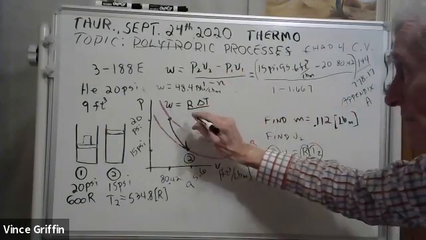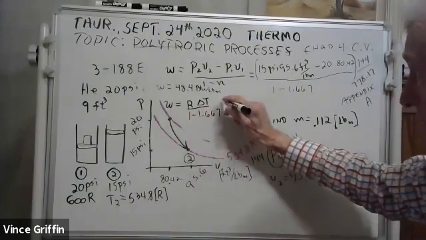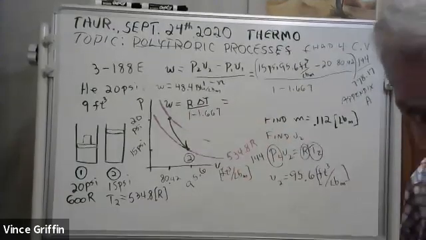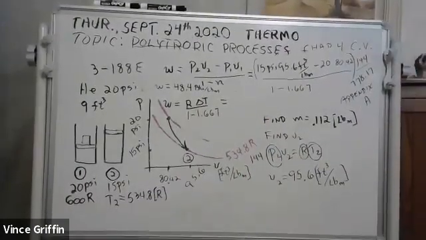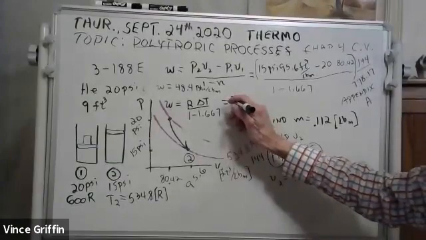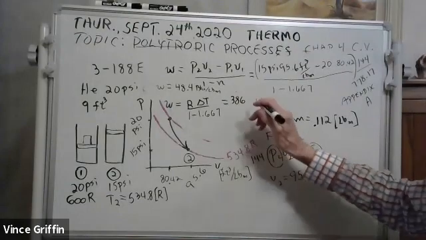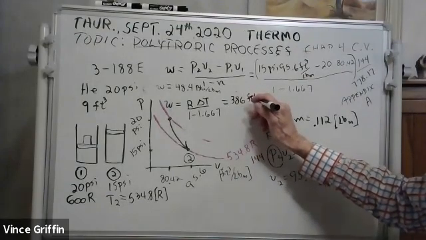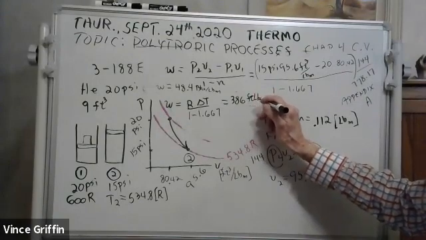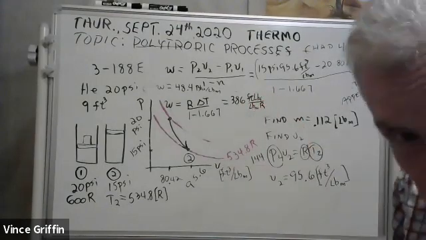Divided by 1 minus 1.667. This is actually easier, you know what? And we should get the same answer, right? Well, let's see. What's R? R is, well, we had it on here a little while. It's 386, isn't it? Yeah. R is 386. Now that's, you know what that is? That's foot-pounds force per pound mass Rankine.